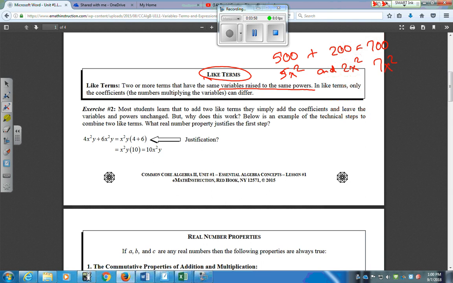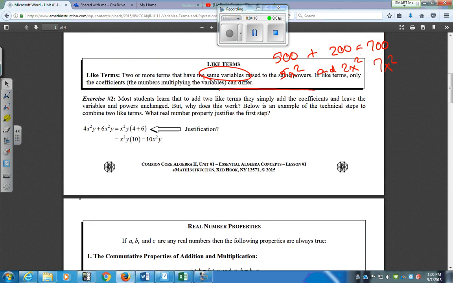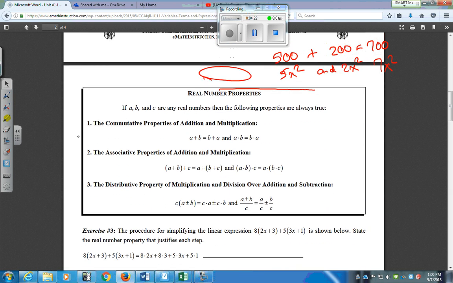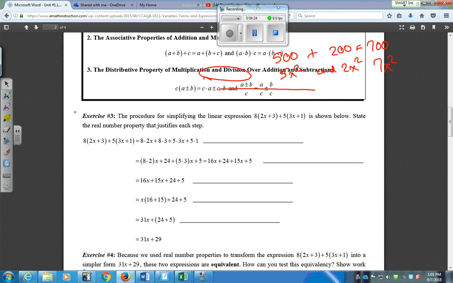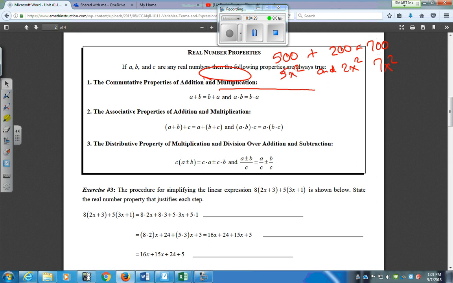Now, we're going to talk about some of the properties that we're going to see. And they're going to go through some of the justifications in the steps. So like exercise 2, when you think about adding like terms, a lot of the times you use some of the properties in math that allow you to add or subtract like terms like that together. So we're looking at exercise number 3, which is on the back, and they're asking us to use some of the properties of real numbers.